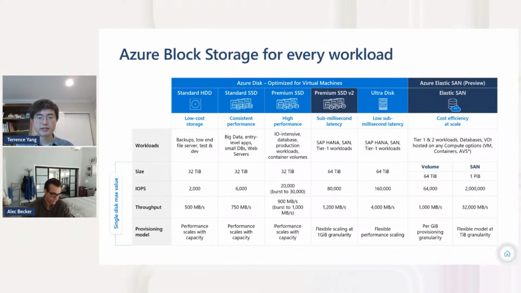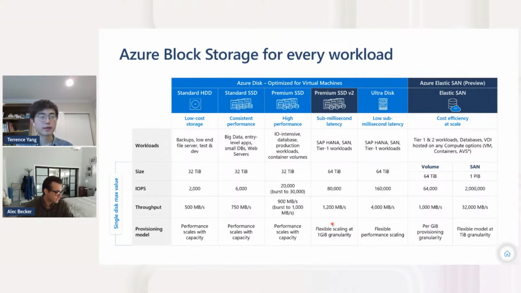So the next level is our premium SSD V2. It is a new product we launched at the end of last year, and this is giving even better performance on the latency. It can provide sub-millisecond latency for even higher performance requirement applications like SAP HANA, SAN, and Tier 1 workloads. It also has a much improved IOPS you can choose. It goes to 80K IOPS and 1,200 megabytes per second throughput.